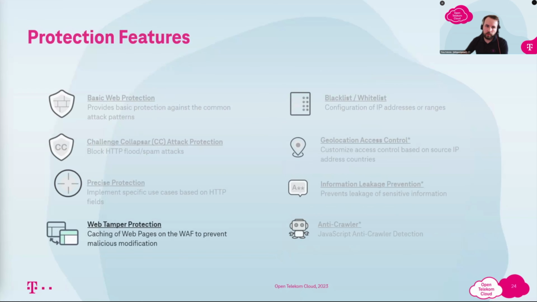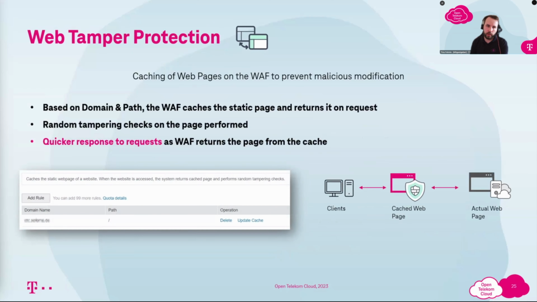The next thing is the web tamper protection. This basically is a functionality to cache the content of your web page. That means you can enter here the path of the static web page. It will be then cached on the WAF, meaning whenever a request is coming to the WAF, the cache will be responded to the customer.